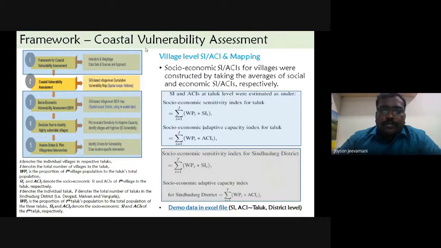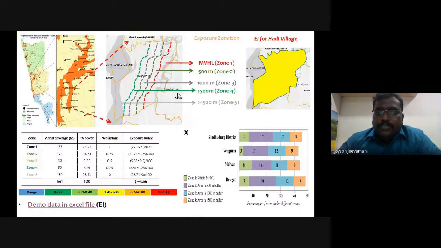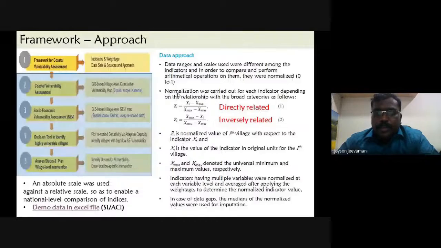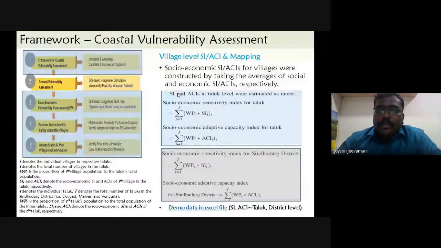And one more parameter we have done: in social sensitivity and adaptive capacity, we already did it village wise, and I showed you how in some examples. After that, I already told you this can be scaled up to taluk level, district level, state level, like that. So this is the equation we followed after estimating the village level sensitivity and adaptive capacity.